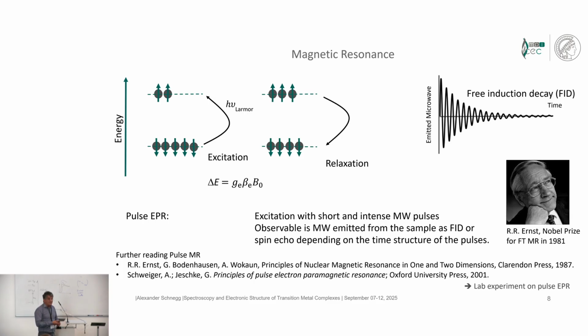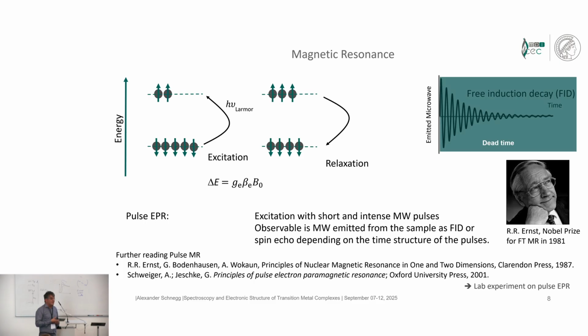Now I have advertised the use and beauty of FIDs. However, in EPR we usually can't. And this is due to the fact that our signals decay so fast that our detection technique, which is nowadays available in the gigahertz range, does not allow us to detect FIDs with the necessary accuracy. And in addition, we cannot make our microwave pulses short enough to fully excite our spectrum.